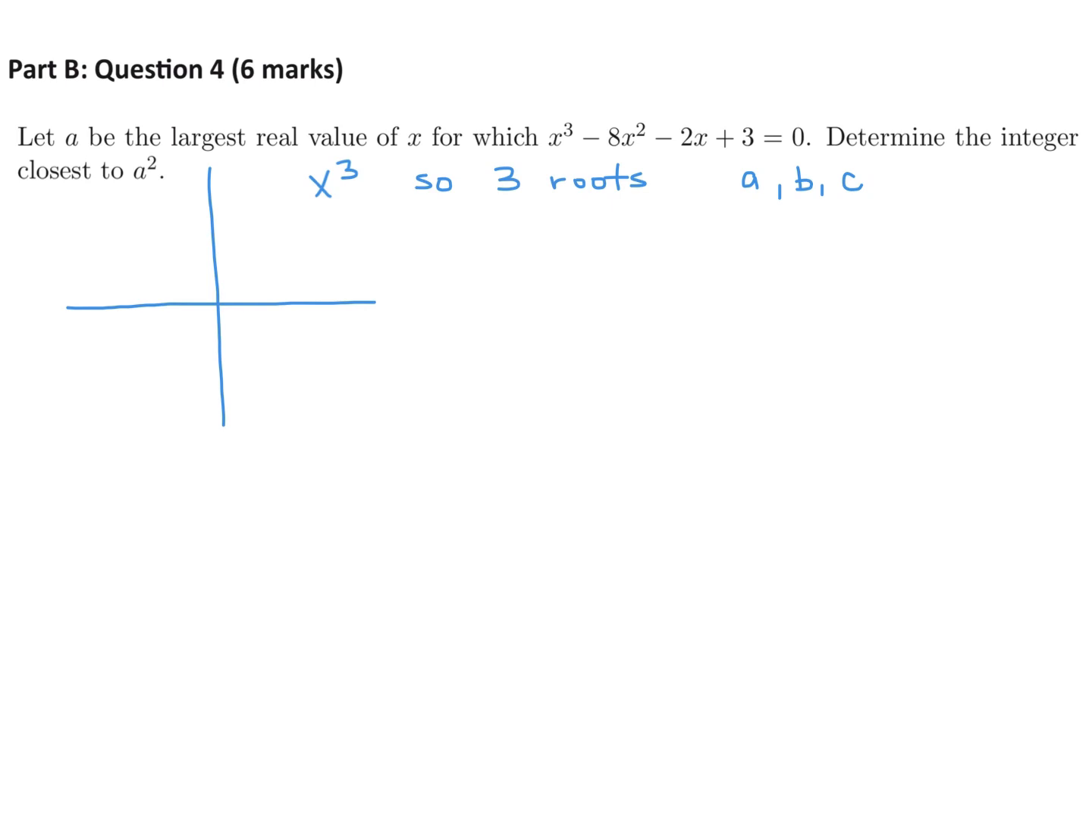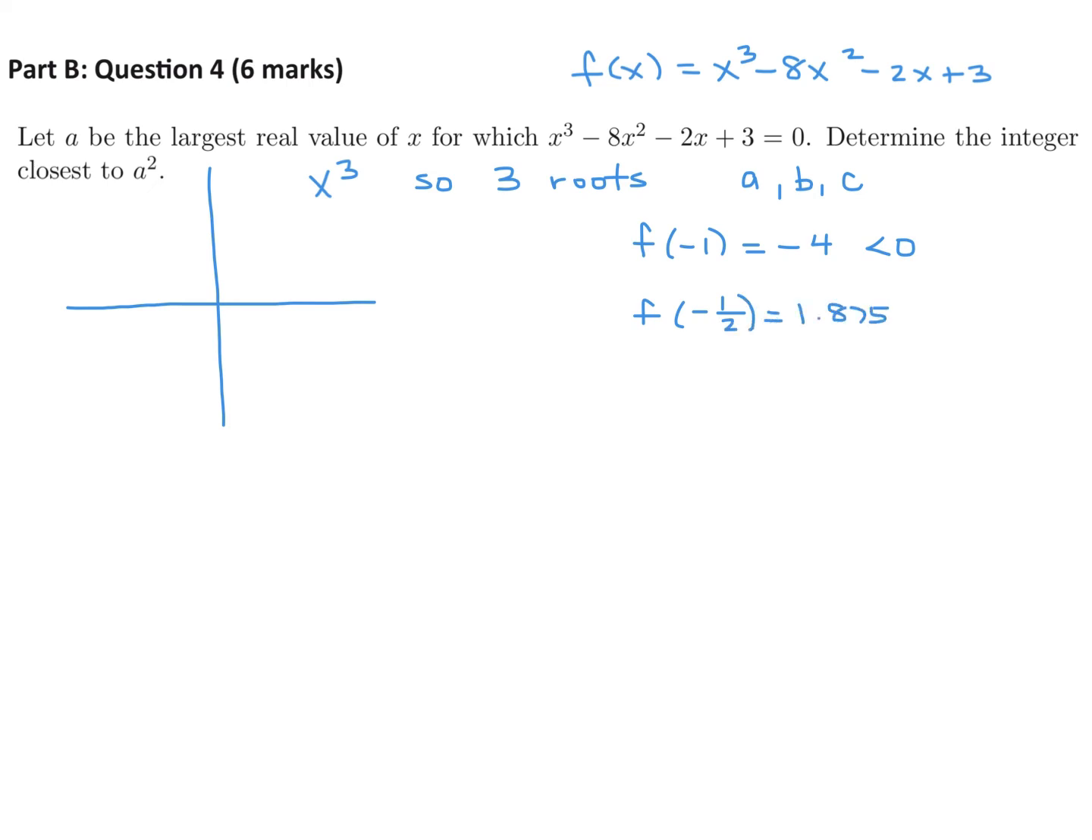We do that by substituting certain values into here and getting an approximation. So we start off, let's figure out the value of this. Let's say f at x is equal to x to the power 3 minus 8x squared minus 2x plus 3. So let's see what we can get. If you fiddle around and we get f at -1, it will be -4, which is less than 0. And then if you keep going, you can get f at -1/2 is about 1.875, which is greater than 0.